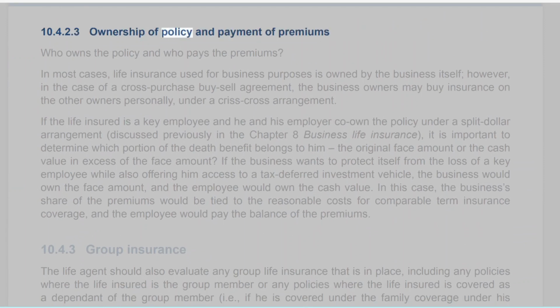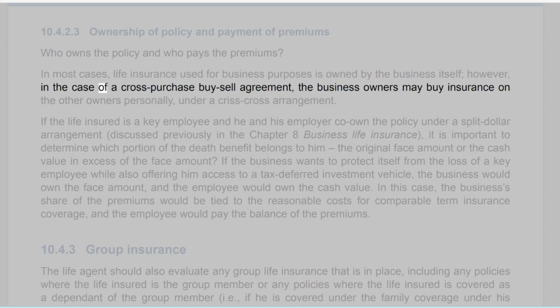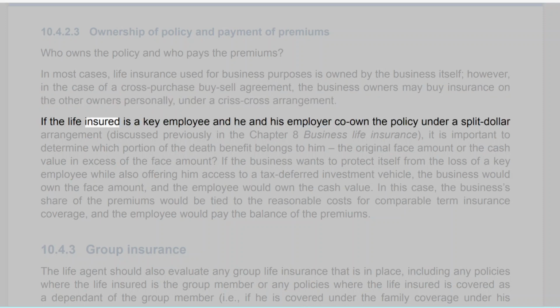10.4.2.3 Ownership of policy and payment of premiums. Who owns the policy and who pays the premiums? In most cases, life insurance used for business purposes is owned by the business itself. However, in the case of a cross-purchase buy-sell agreement, the business owners may buy insurance on the other owners personally, under a crisscross arrangement.